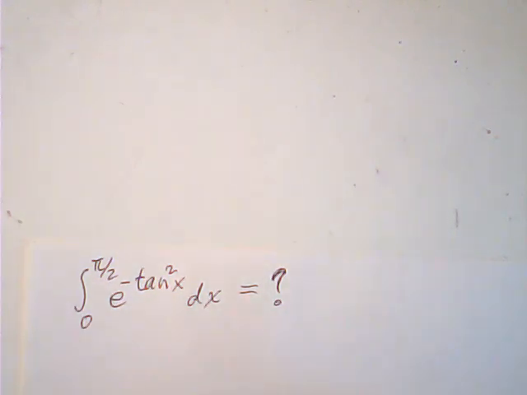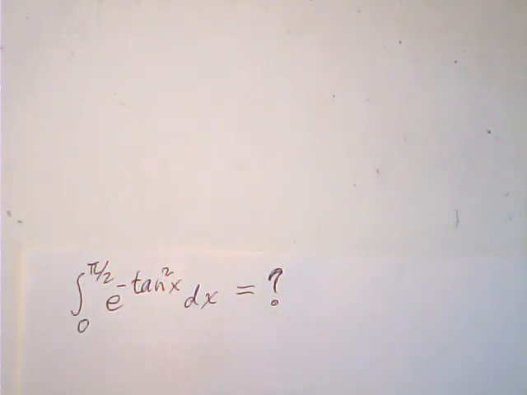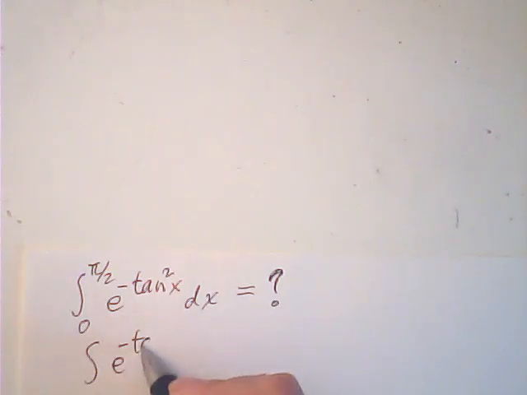Well, this integral is definitely not an easy one. Now here I try to use my way of doing it, and I would like to share with you. At the same time, I want to make a comment later. Now I want to find the antiderivative of this, e to the negative tangent square x dx.